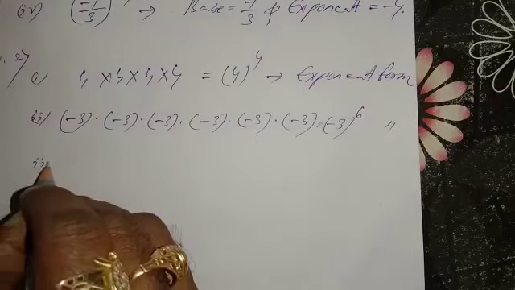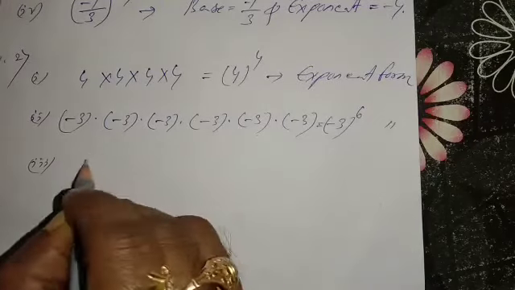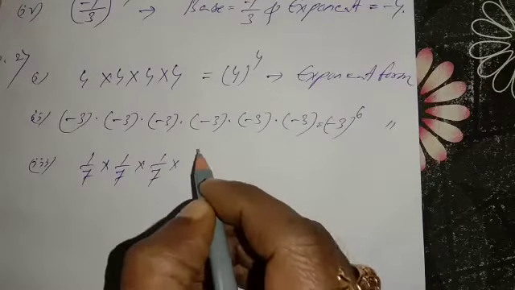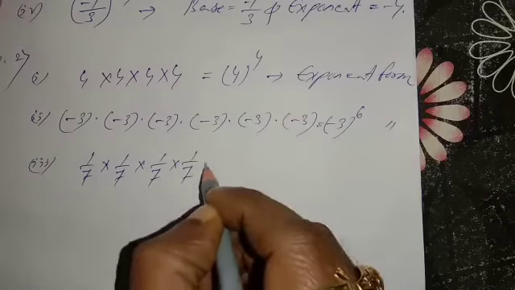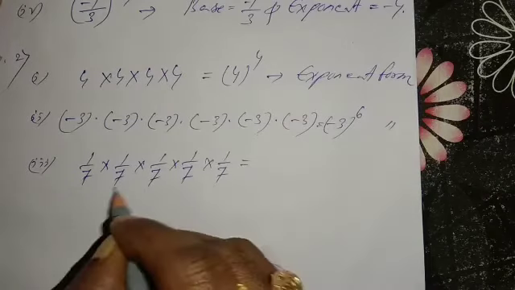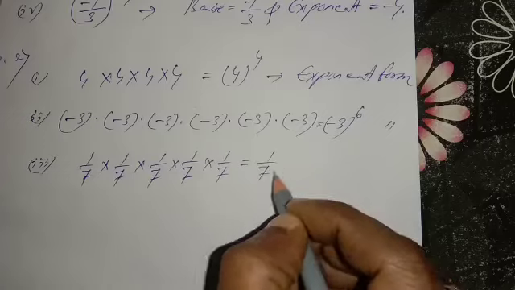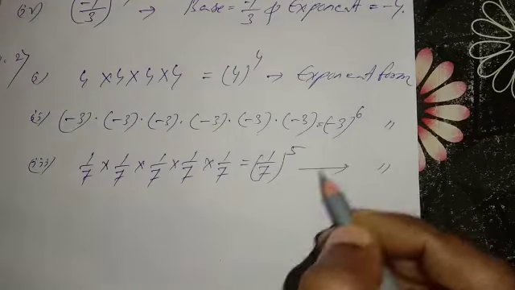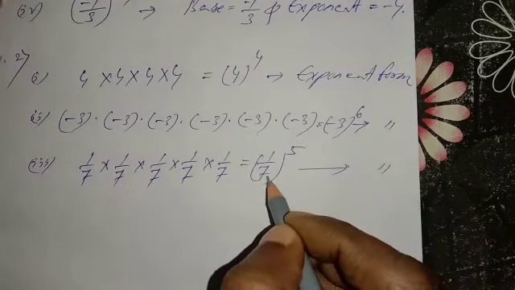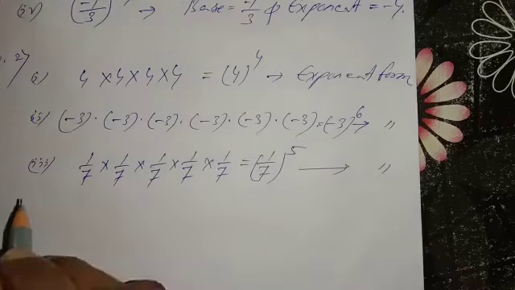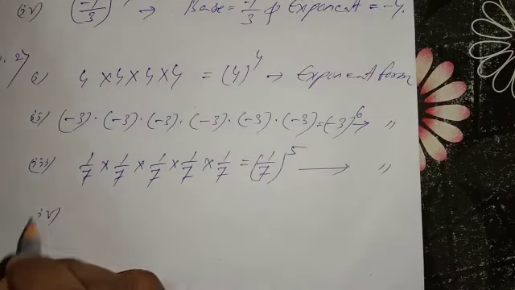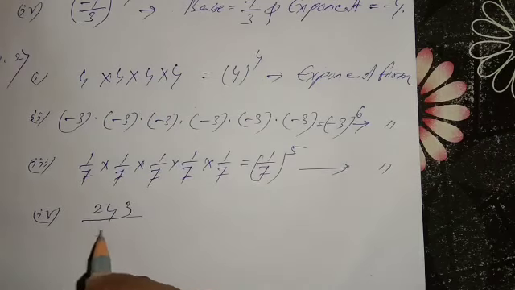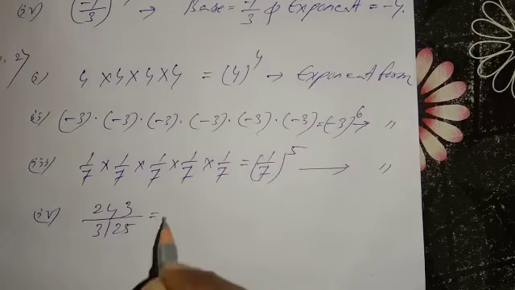Number 3, 1 by 7 into 1 by 7 into 1 by 7 into 1 by 7 into 1 by 7. That means 1 by 7 is multiplied 5 times. 1 by 7 whole to the power 5. This also exponent form. Okay. That means 1 by 7 is the base, 5 is the exponent. Now, fourth part question given 243 by 3125. You have to write an exponent.